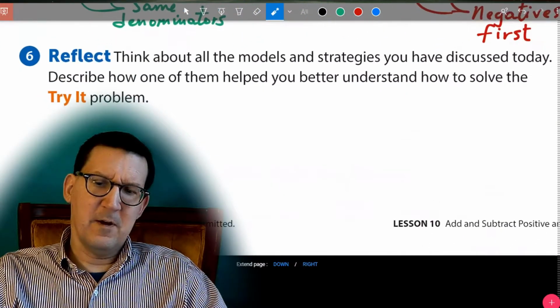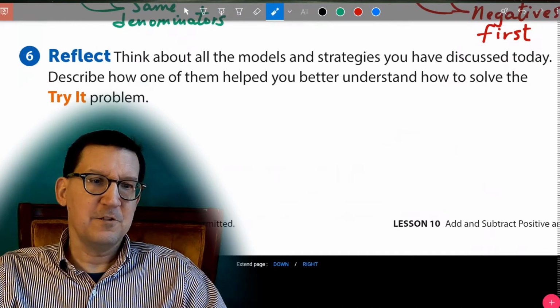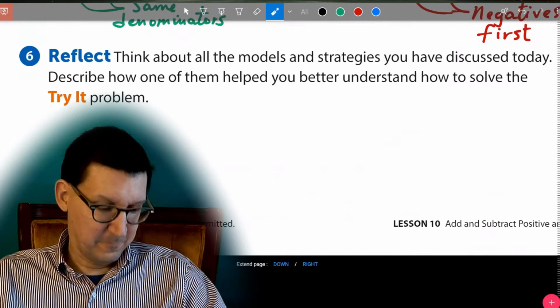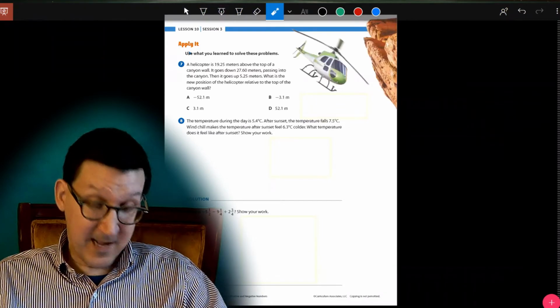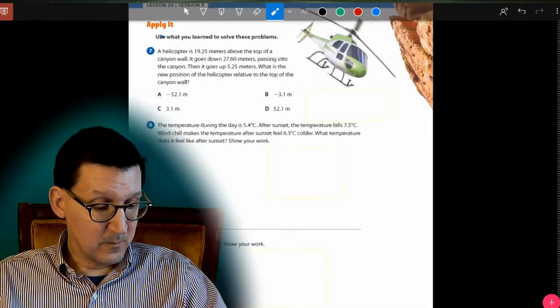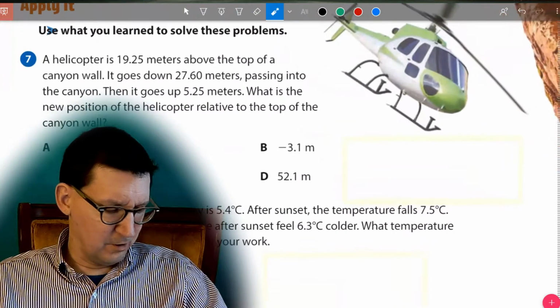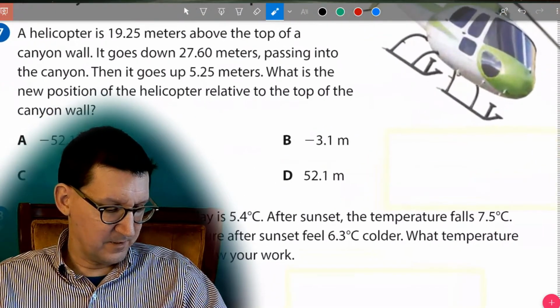So reflect on the models and the strategies you've used today. As usual, I will leave that for you. And let's look at our next page, 196. 196, use what you learned to solve these problems.